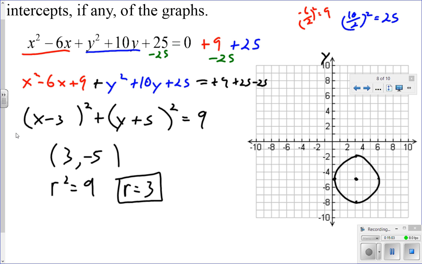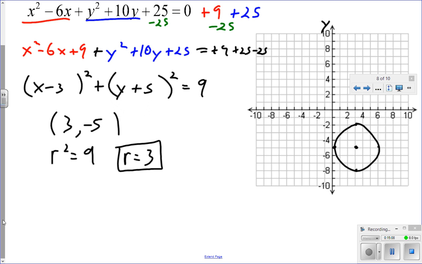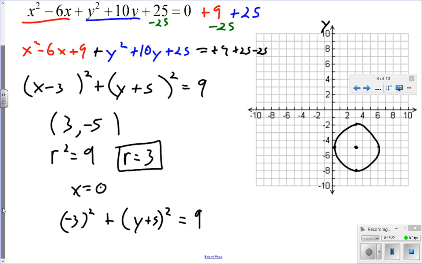So if I go ahead and set x equal to 0 here, I get negative 3 squared plus y plus 5 squared equals 9. Well, when I solve this, this is 9. So I subtract that from both sides. I get 0 here, so I have y plus 5 squared is equal to 0.